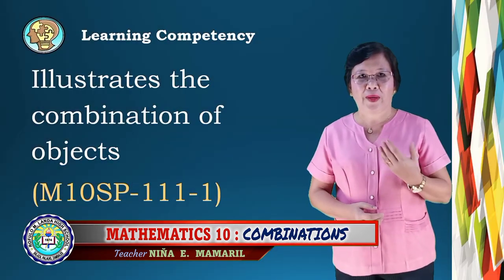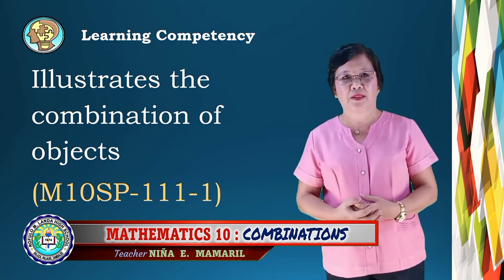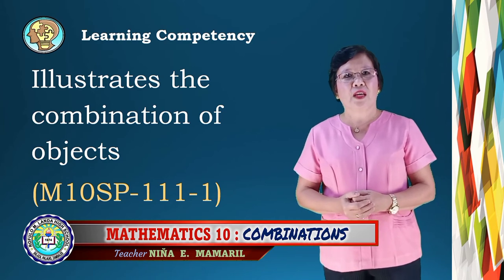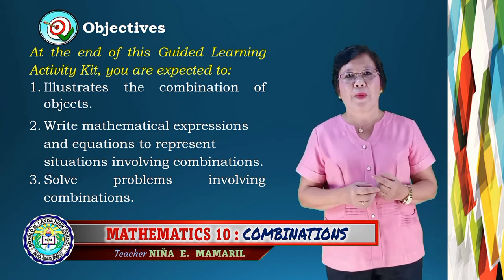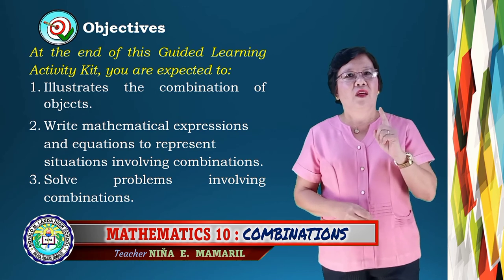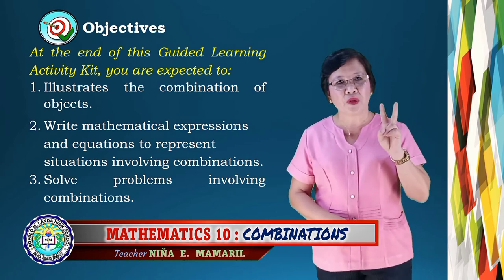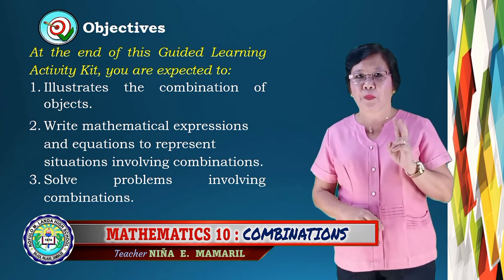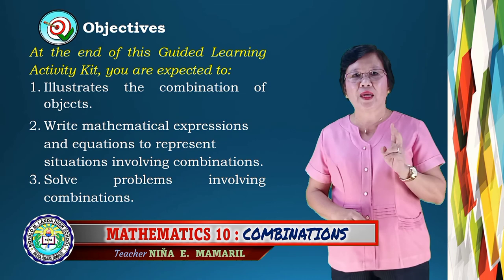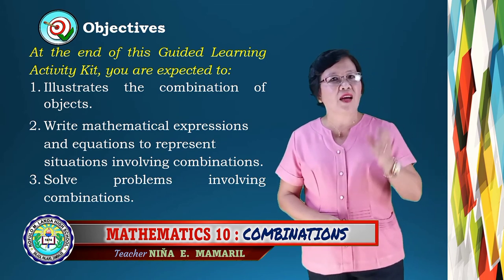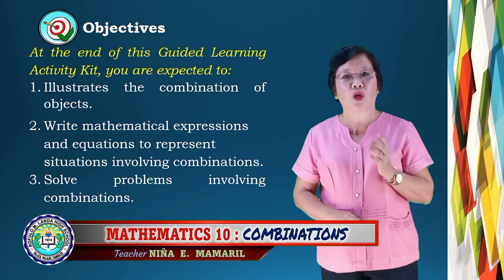So for our learning competency, you will illustrate the combination of objects. And for the objectives, at the end of this guided learning activity kit, you are expected to, number one, illustrate the combination of objects. Number two, write mathematical expressions and equations to represent situations involving combinations. And last, number three, solve problems involving combinations.